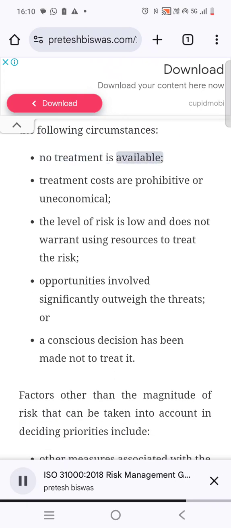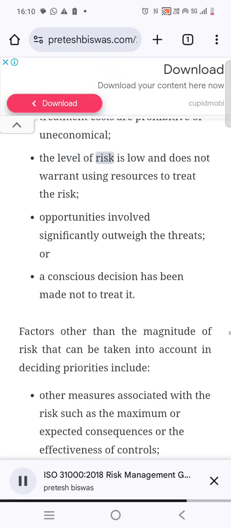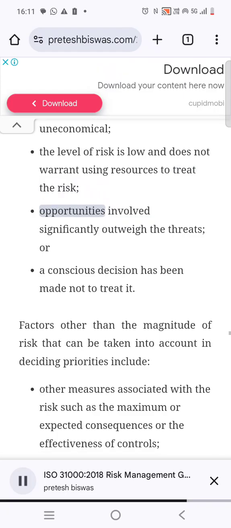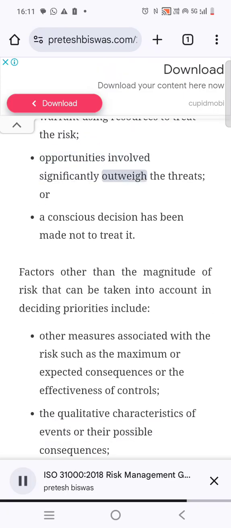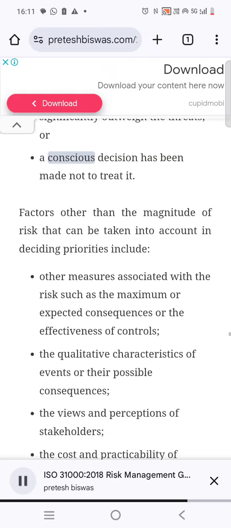No treatment is available. Treatment costs are prohibitive or uneconomical. The level of risk is low and does not warrant using resources to treat the risk. Opportunities involved significantly outweigh the threats, or a conscious decision has been made not to treat it.